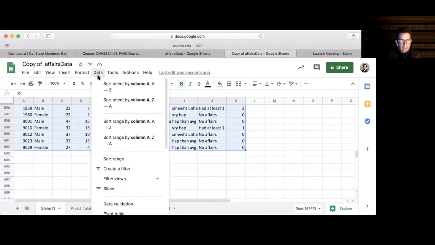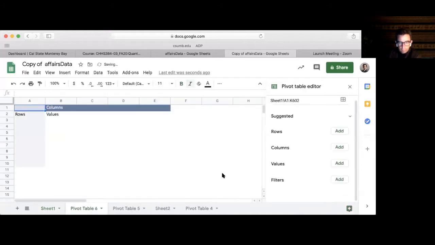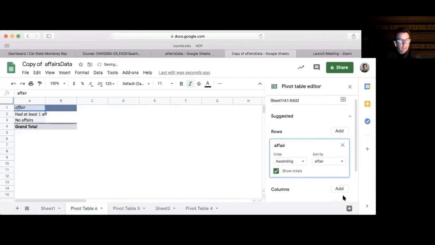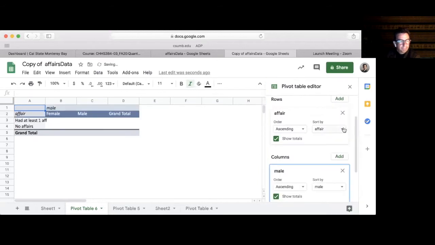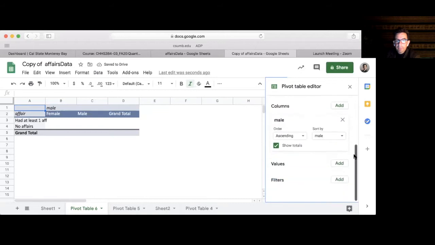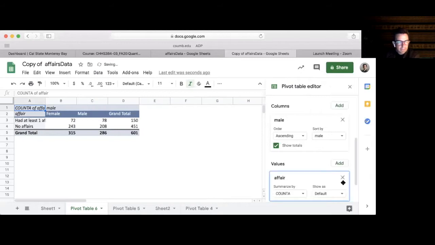And then go to data, pivot table in a new sheet. All right, so you know this. So we're going to ask for the variable affair on the rows, right? Had at least one affair or no affairs. Those are the two values for that one. And for the columns, I'm going to bring this gender variable. And then for the values, any of the two. I'll just bring affair.